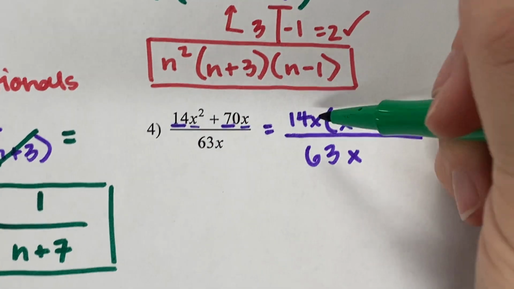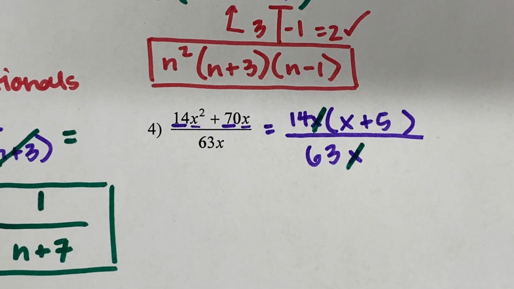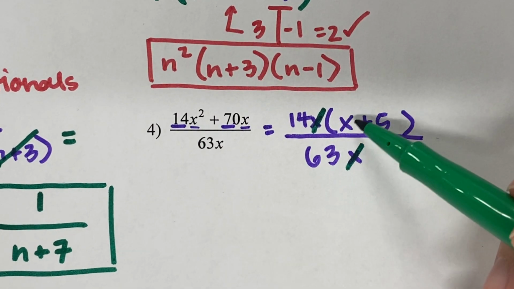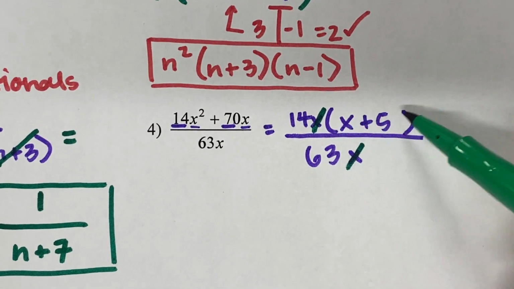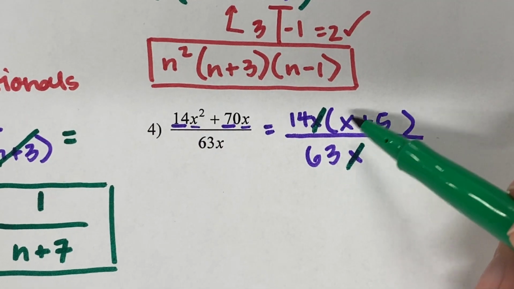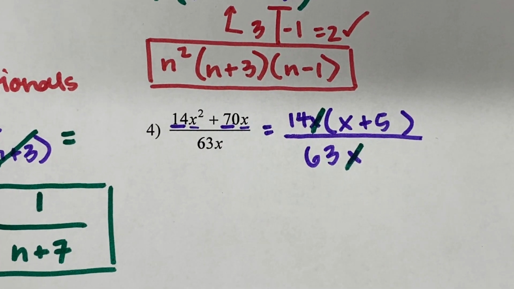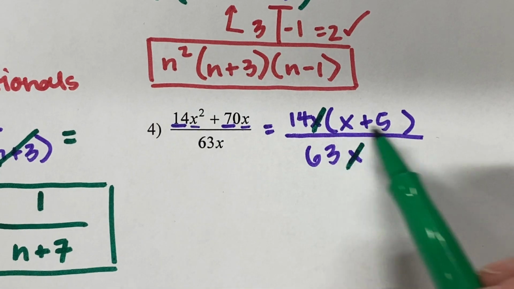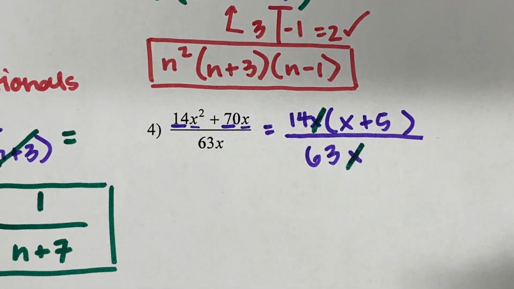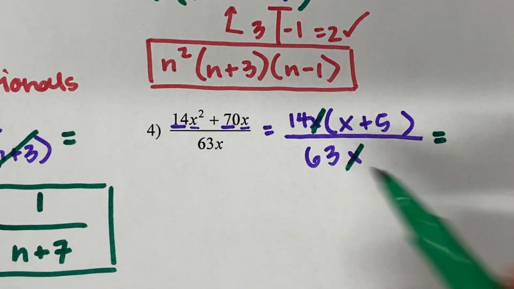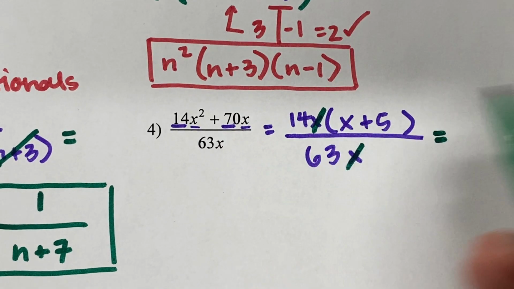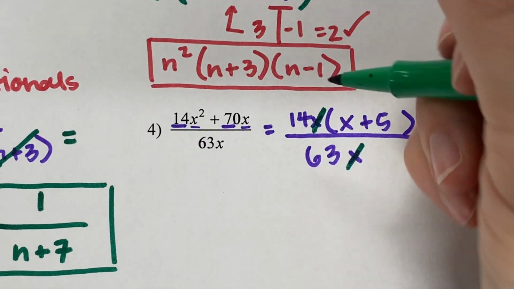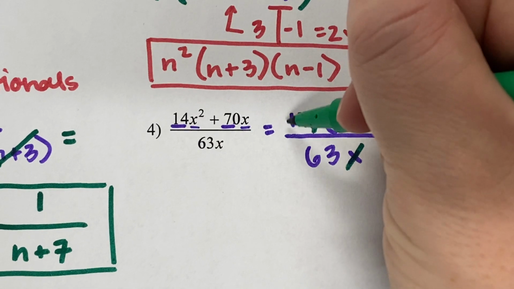Okay, well I see that an x and an x can cancel. Now, here's what's important. We cannot cancel that x. If it's inside the parentheses like this, you cannot cancel it with one that's just sitting by itself. X is different than x plus 5. Okay, so those x's can cancel, but then I can reduce 14 and 63. I can divide both of those guys by 7.